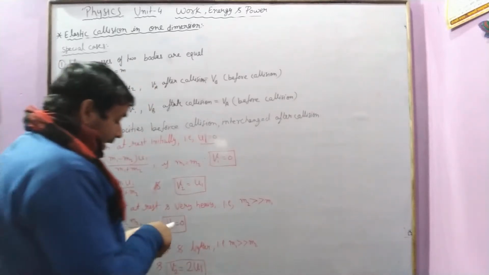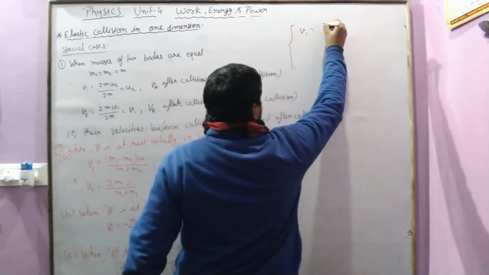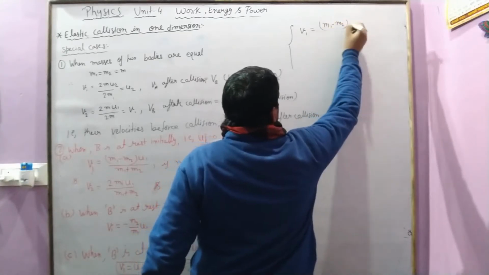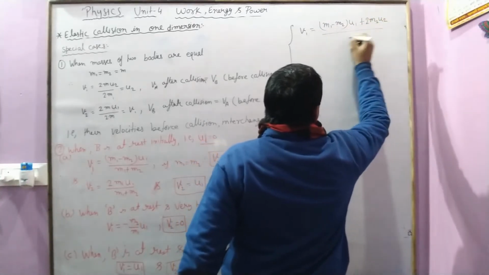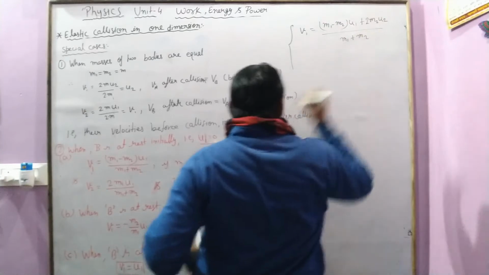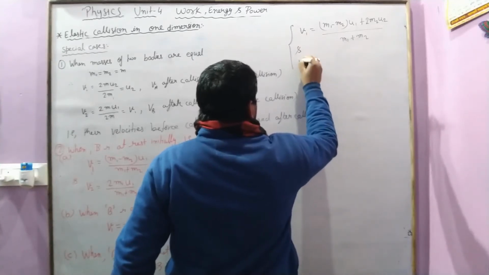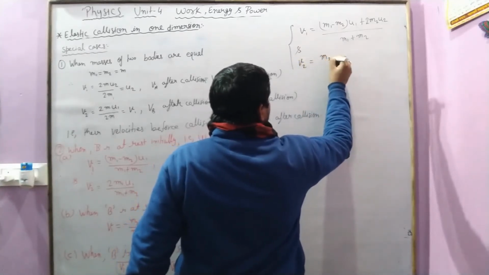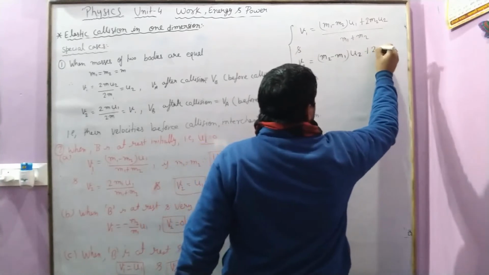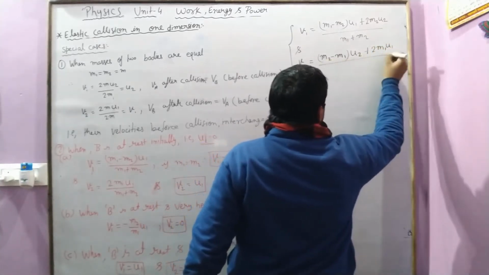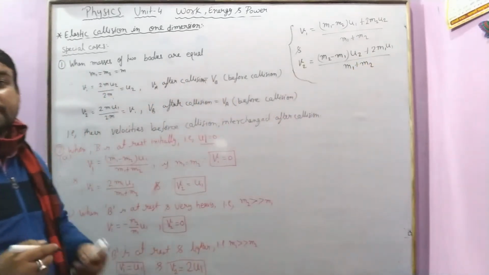Okay, students, now we have some special cases. As we have, v1 is (m1 minus m2) u1 plus 2 m2 u2, upon m1 plus m2, and v2 is (m2 minus m1) u2 plus 2 m1 u1, upon m1 plus m2. These are the two velocities after collision.